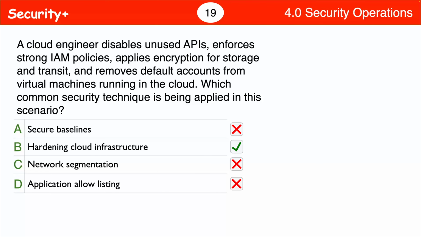So again, like the other question, secure baselines is the act after hardening cloud infrastructure. Based on the things that you do when you're hardening cloud infrastructure, you then build a new and complete secure baseline. So it's after the fact. It's not the current or during the fact.